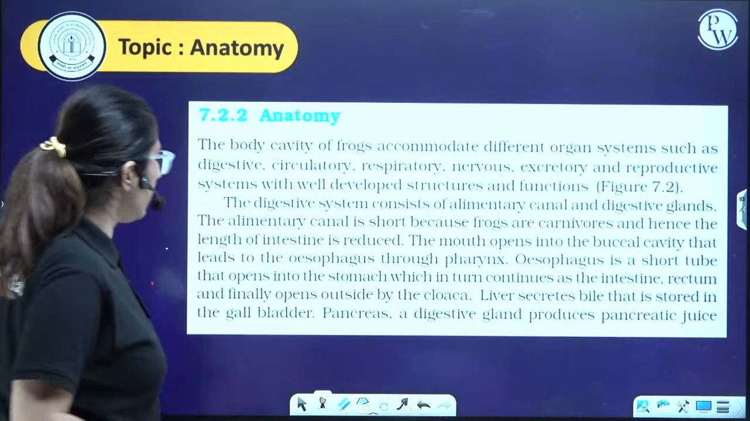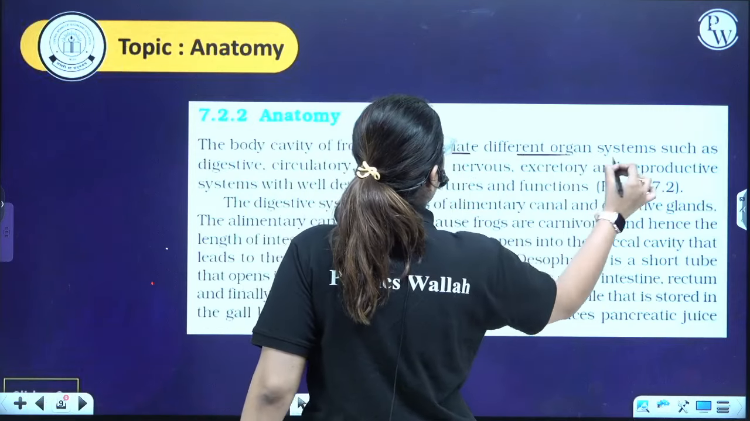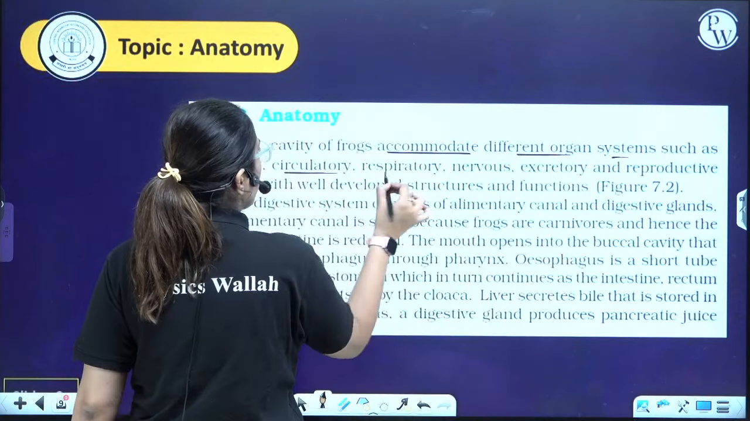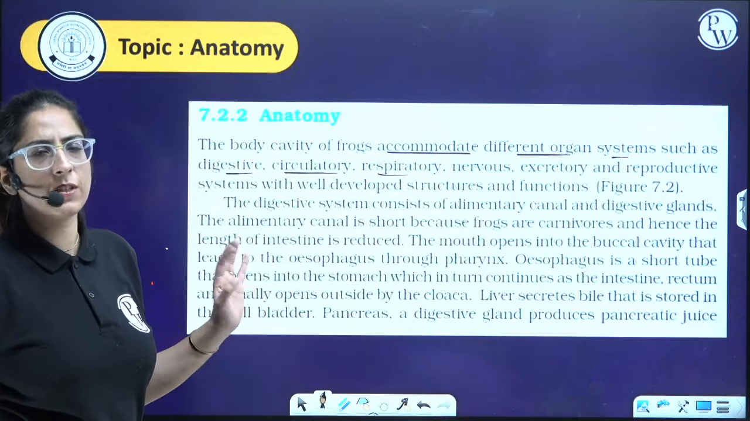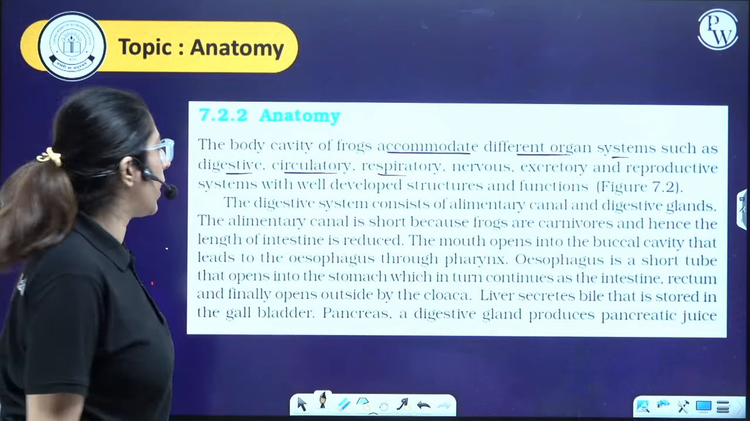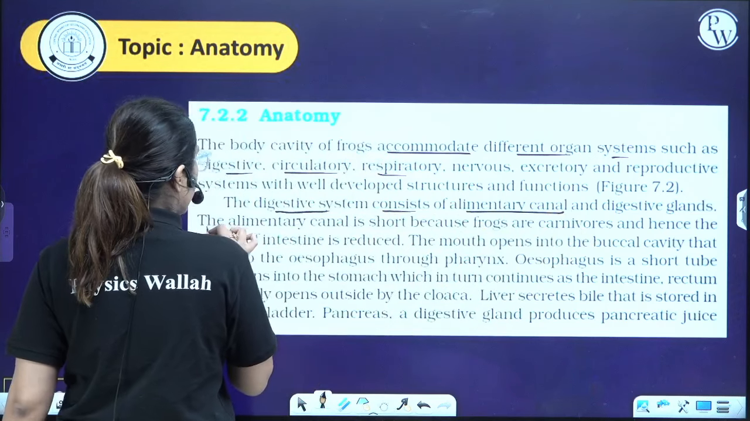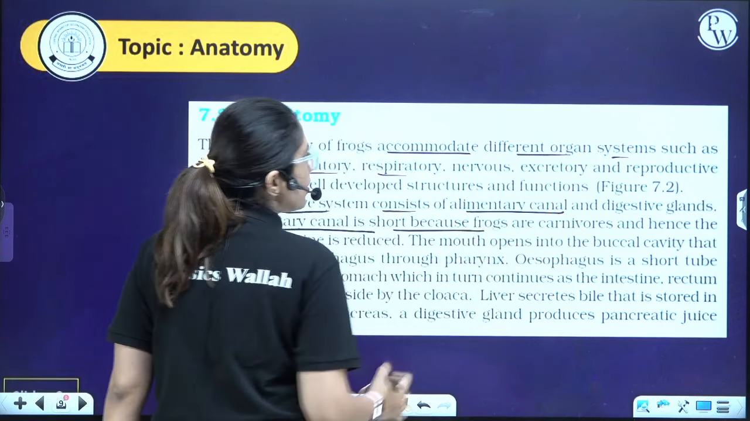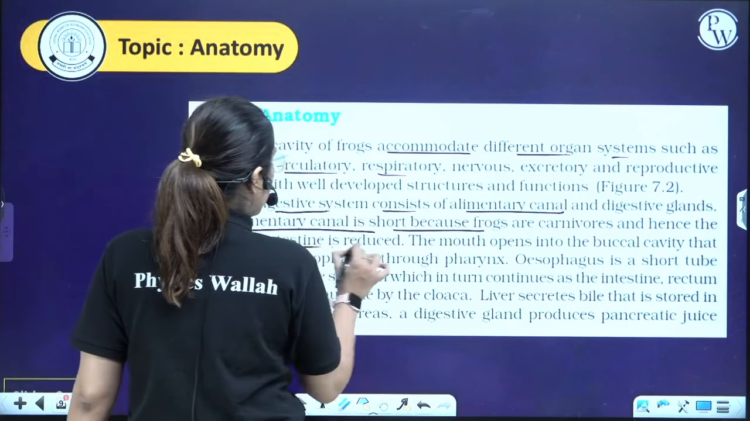The body cavity of the frog accommodates different organ systems such as digestive, circulatory, respiratory, nervous, excretory and reproductive. We'll be looking at each of these structures. Only a brief overview is there in your syllabus, so everything we have to discuss. The digestive system consists of an alimentary canal and digestive glands. The alimentary canal is short because frogs are carnivores.